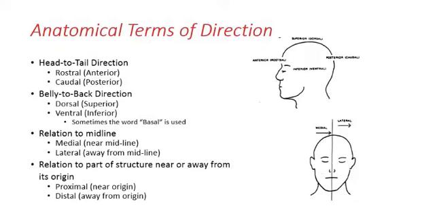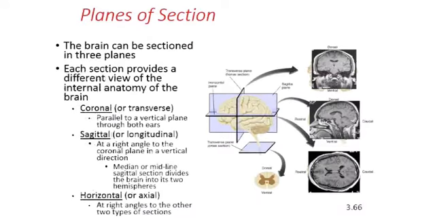And then when we talk about the relation to the midline, anything that's near the midline of the body is called medial, and anything away from the midline is called lateral. And then when we're talking about the relation of a part of a structure close to or away from its point of origin, a structure could be located proximal to another structure that's near its origin, or it could be located far away from its origin, in which case we would say it's a distal structure, or further away. So many times we talk about directions using these conventional terms.